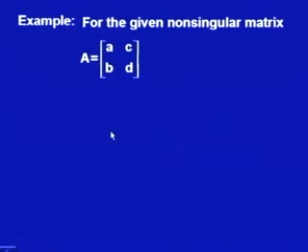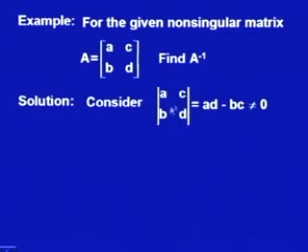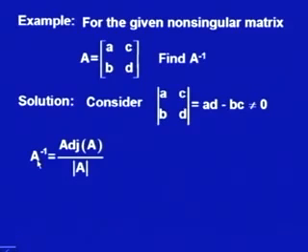Let us take this example. A is a 2 by 2 matrix with rows A B and C D. You have to find the inverse of the given matrix A. For this, we first consider the determinant AD minus BC. This must not be 0. Only then can we apply this formula, because if AD minus BC becomes 0, the inverse will not exist.